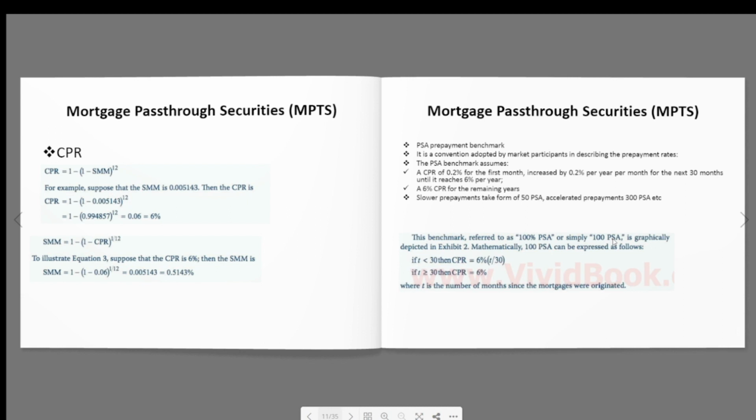Now, the PSA repayment benchmark is a convention adopted by market participants describing the prepayment rates.